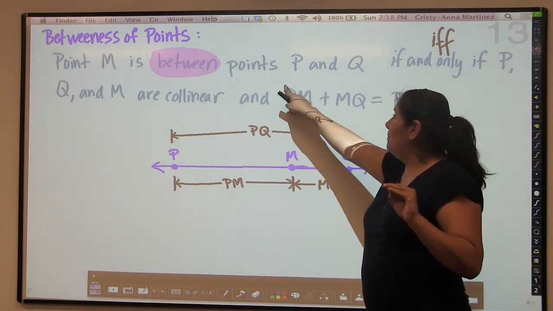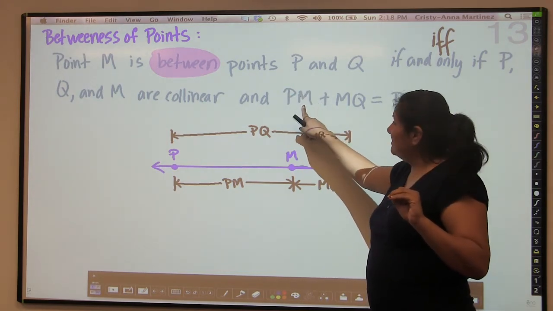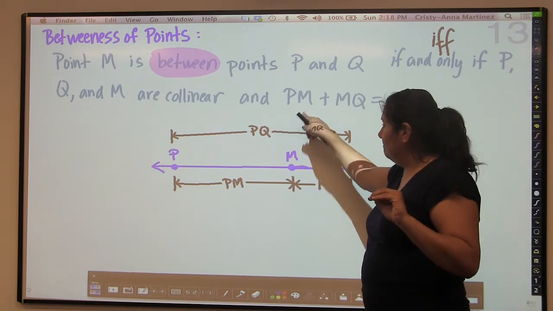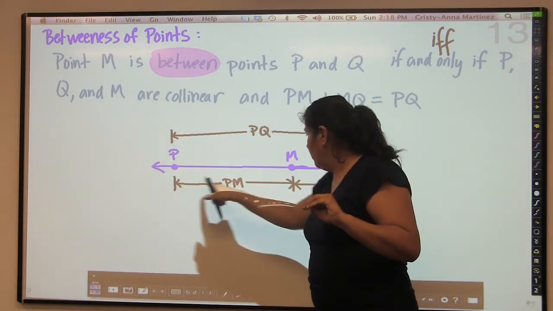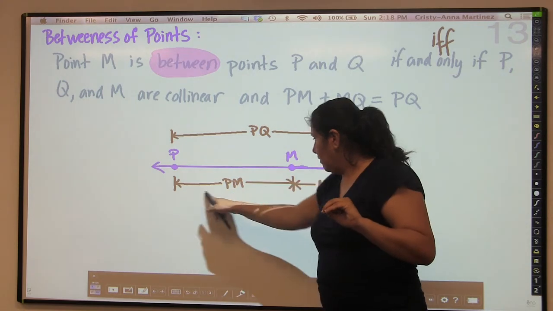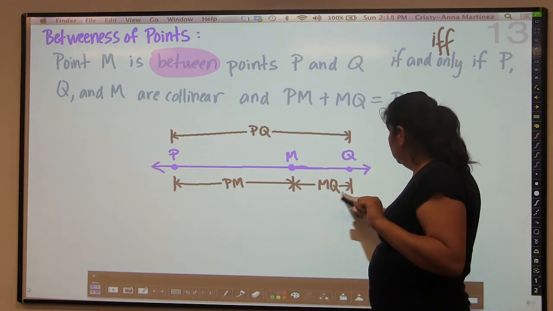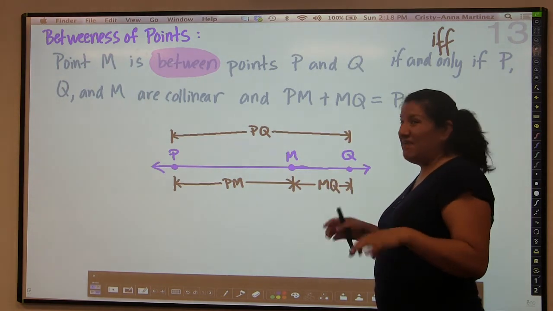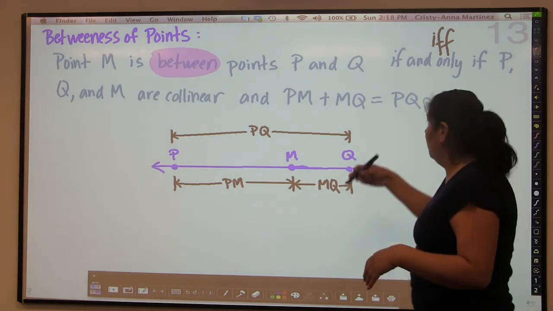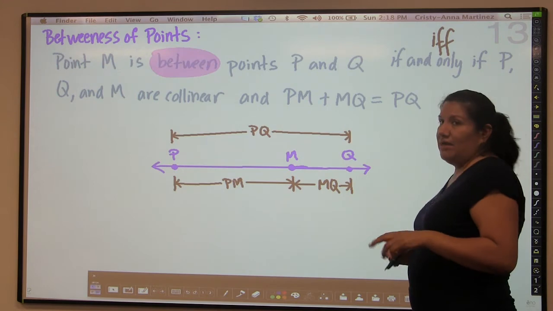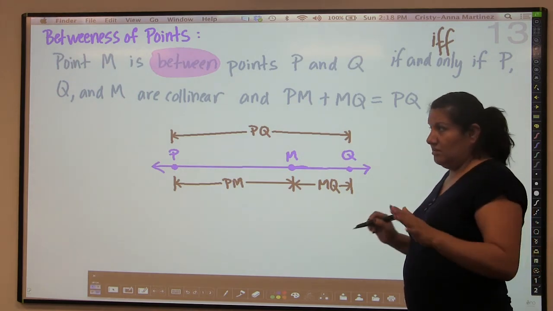Also, the second part is that PM, notice how there's no bar on the PM. So this is saying the length of PM from here to here. Okay, so you can see the black part there. PM plus MQ equals PQ. Now that seems really strange, and again, there's no bars above any of them. That all means length of.